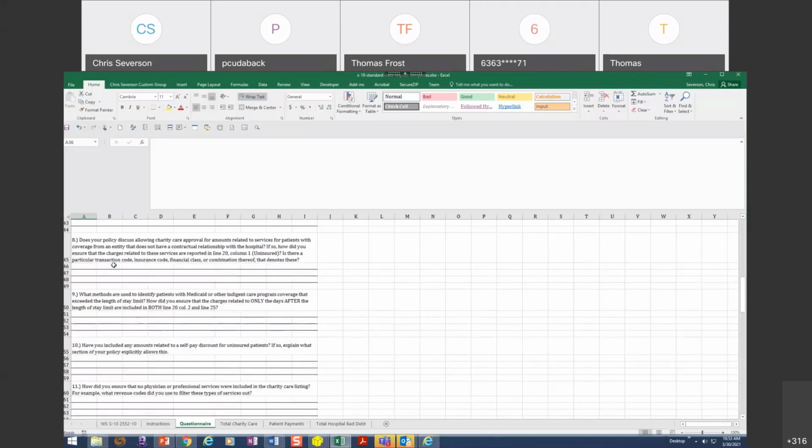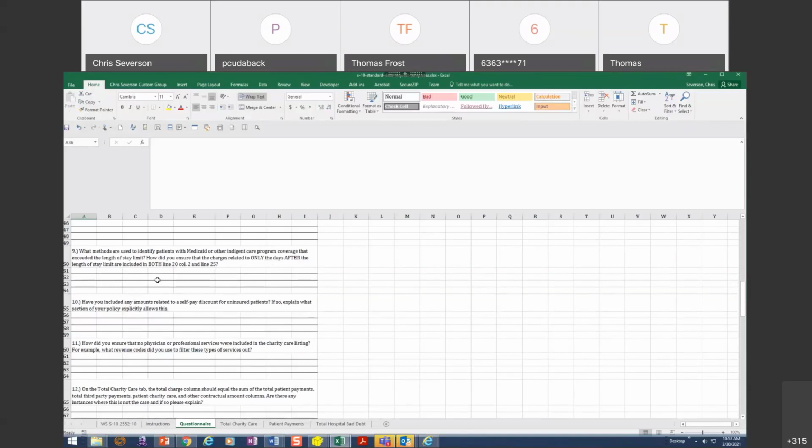Number 8, this one is the contractual relationship issue that we just talked about a bit ago. Does your policy allow it? And if so, how did you ensure that the charges related to those services are reported as uninsured? Because keep in mind, if there's not a contractual relationship, then it's not technically considered an insured patient. Is there a particular code that is used to identify those?